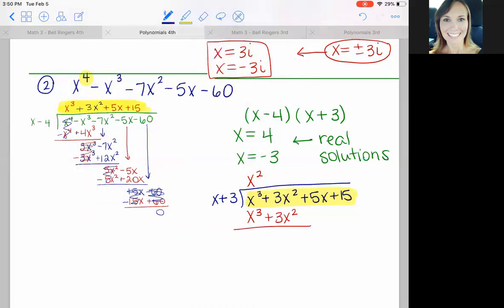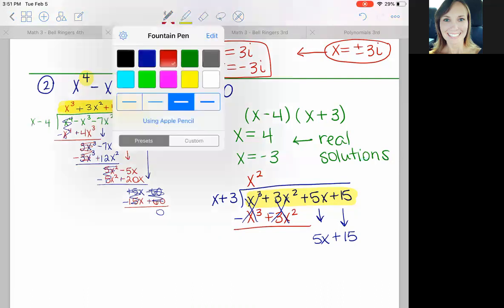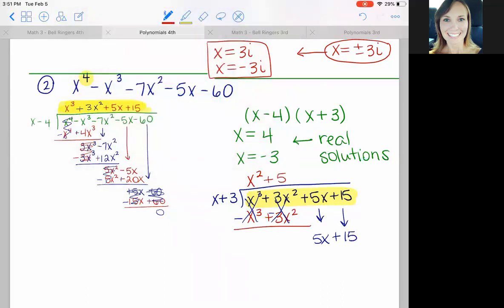You change your signs, and you end up with nothing, like they both cross off. And you bring down 5x. They won't always both cross off, but sometimes. So now I have x times something gives me 5x. So 5. X times 5 is 5x. 3 times 5 is 15. When I change my signs here, these both also cross off. So I have my 0. That means I know what my two factors are, x minus 4 and x plus 3.